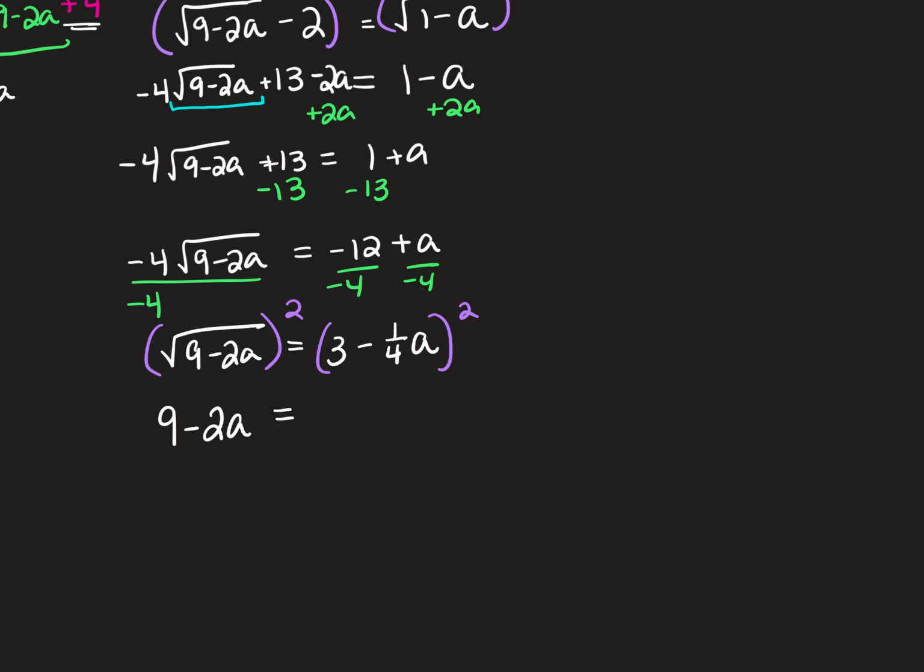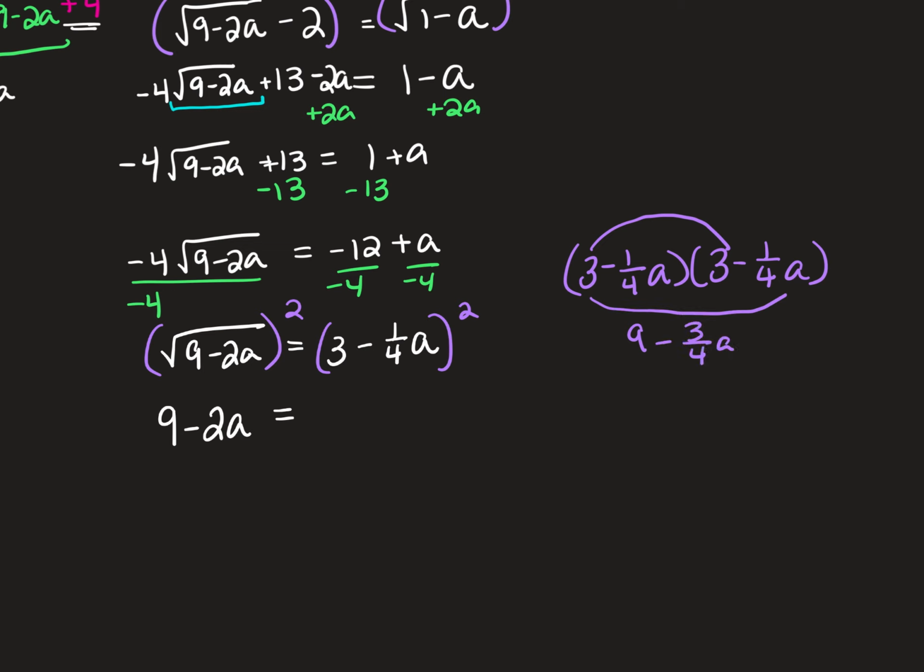On the right side, now I've got to multiply that guy out. So let me do that off to the side. So once again, we'll multiply first terms, outside terms. So that's going to be minus 3/4 a. Inside terms, minus 3/4 a. And then last term, so it's going to be plus 1/16 a squared. Cleaning that up a little bit gives me 9 minus, so it's going to end up being 6/4, or we can reduce that to 3/2 a plus 1/16 a squared.